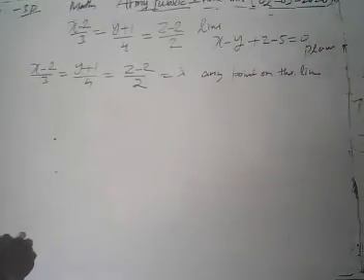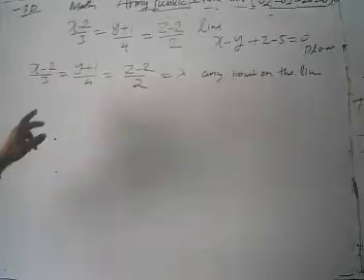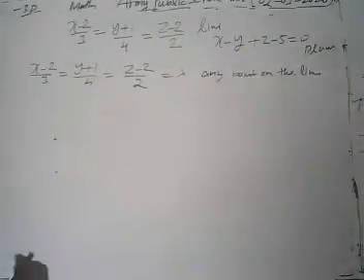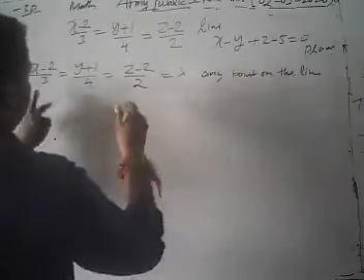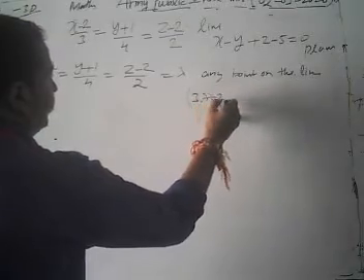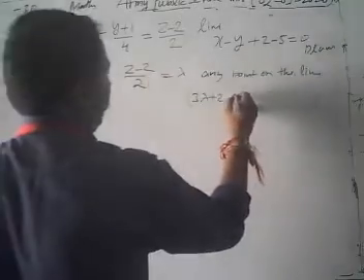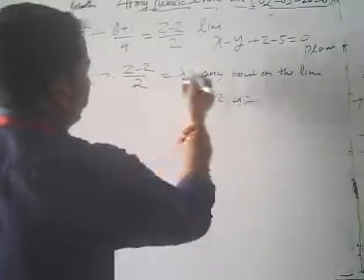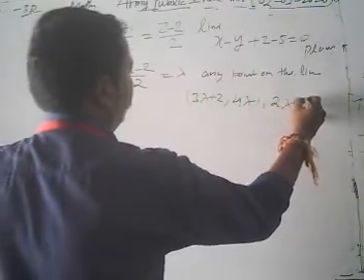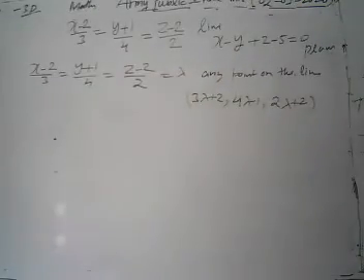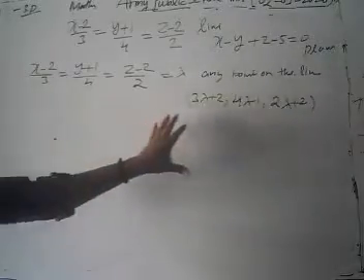Now any point on the line. How can you find out the coordinate of the point, any point on the line? It's 3 lambda plus 2. Then what we have? It's 3 lambda plus 2, 4 lambda minus 1, and 2 lambda plus 2. Now we have found any point on the line. This is the coordinate of the point on the line.